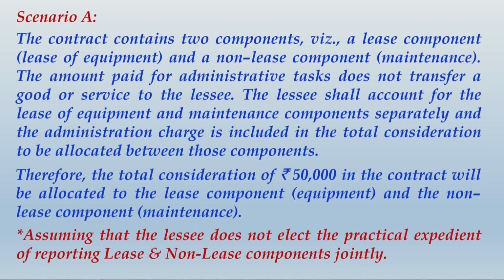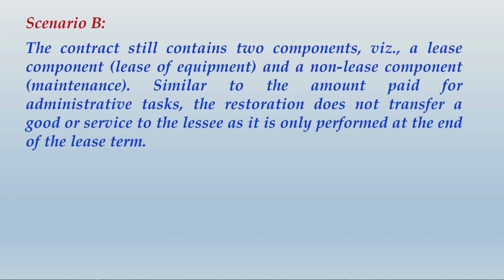Alright friends, you would have finished writing this whole thing. Let us move ahead and write up the answer for scenario B. In scenario B, you will write the contract still contains two components, that is a lease component, that is lease of equipment, and a non-lease component, that is maintenance. Similar to the amount paid for administrative task, the restoration does not transfer a good or a service to the lessee as it is only performed at the end of the lease term.